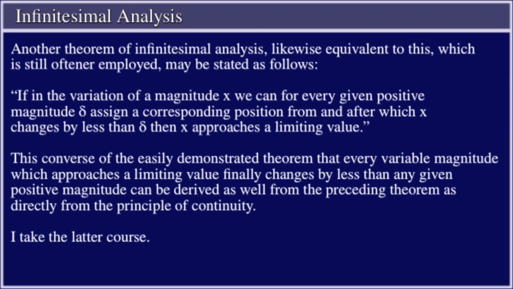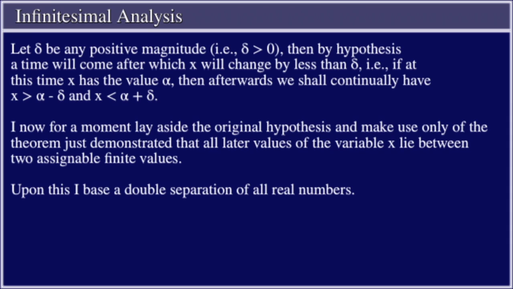This converse of the easily demonstrated theorem that every variable magnitude which approaches a limiting value finally changes by less than any given positive magnitude can be derived as well from the preceding theorem as directly from the principle of continuity. We take the latter course. Let delta be any positive magnitude, i.e., delta greater than 0.